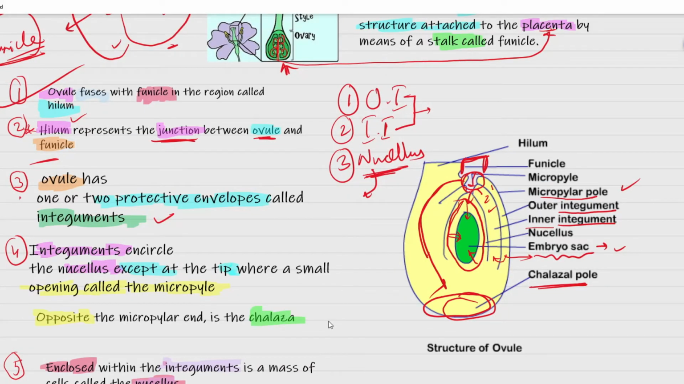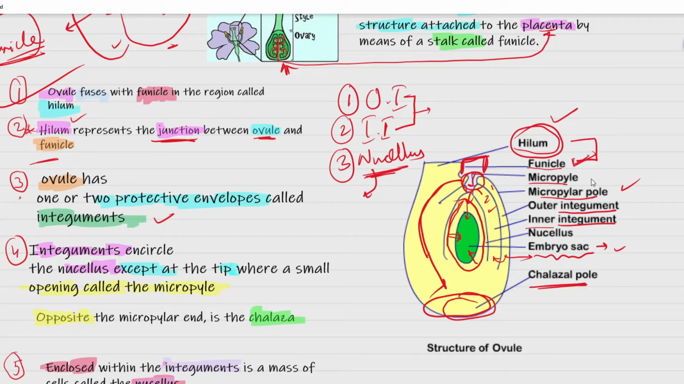What we have discussed in this video, I'll summarize in total. First of all, we understood the funicle. It is a stalk which attaches the ovule to the placenta. The region of attachment is called the hilum. The funicle is a stalk and the hilum is a region. So that is all about the hilum and funicle.